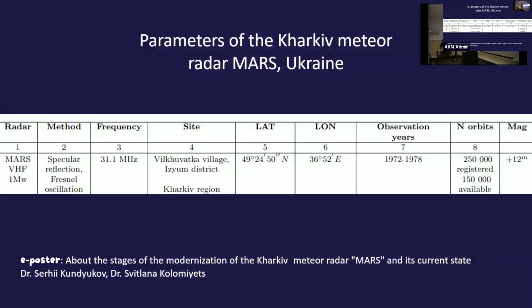The Kharkiv database of meteors is big data, about 250,000 meteors obtained by the Kharkiv meteor radar Mars in Ukraine. You can see the details in the poster by my colleagues Sergei Kondyukov and Svitlana Kolomiyets.